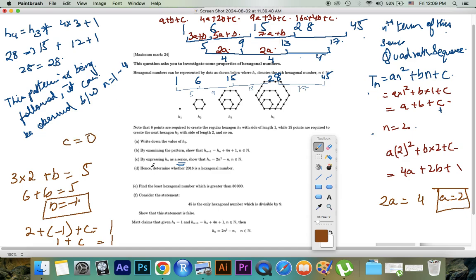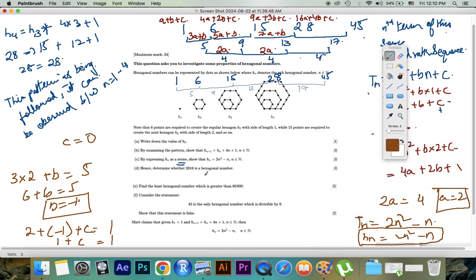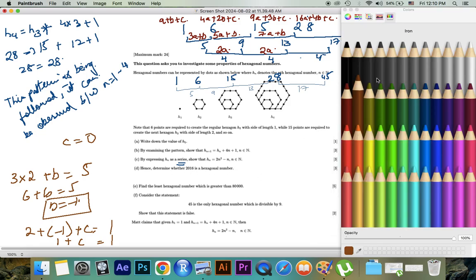So what is your nth term for this series? Tn is equal to an square. A is 2. So 2n square. And what was b equal to? B was equal to negative 1. So negative 1n or negative n. So Tn, or you can write it as Hn, is equal to 2n square minus n. So this is a quadratic sequence. If you have doubt, I'll send you more videos like this, but this is how you do the first three parts. Okay. Then they're saying determine whether 2016 is a hexagonal number, right?